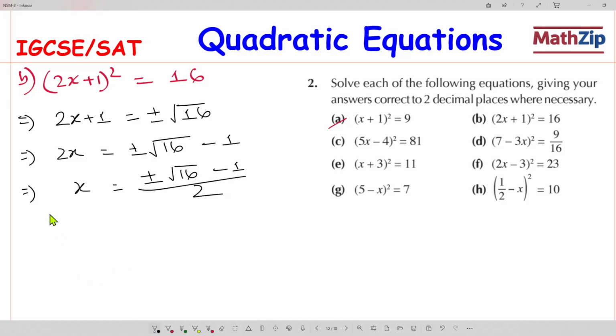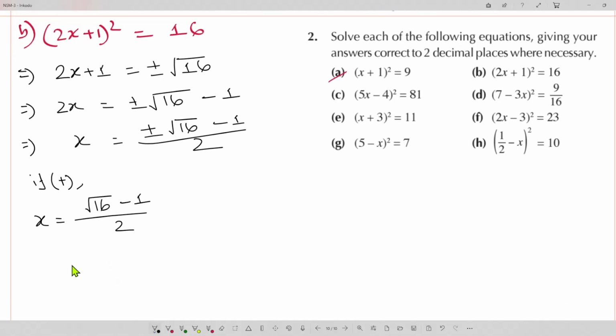Okay, now if positive, x equals (root 16 minus 1) by 2. Then root 16 means 4, minus 1, divided by 2. So ultimately we get 4 minus 1, it's 3 by 2, and this is an improper fraction. We can write 1 and 1 by 2. Very simple.